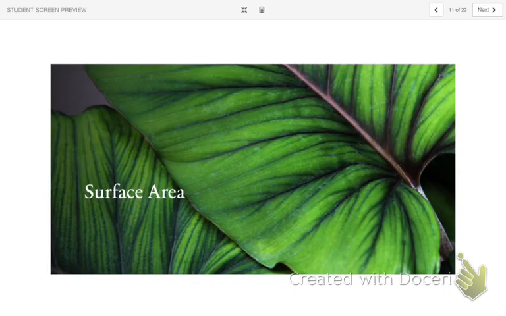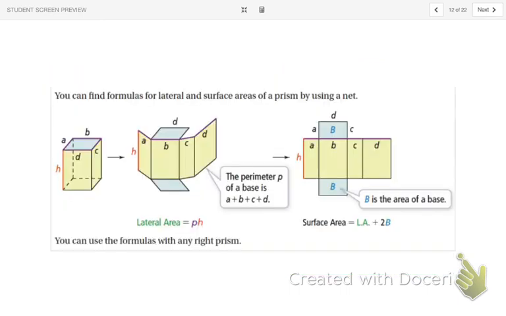Okay, let's talk about surface area. So we have a couple of slides here, which are going to be your notes, which you will want to make sure that you are writing down in your notebook. Okay, so here we have an image, and it talks about lateral area and surface area of a prism. And we can use a net. So these are the 2 different aspects. So this here, surface area equals LA plus 2B, is what we're going to use for prisms to find our surface area.